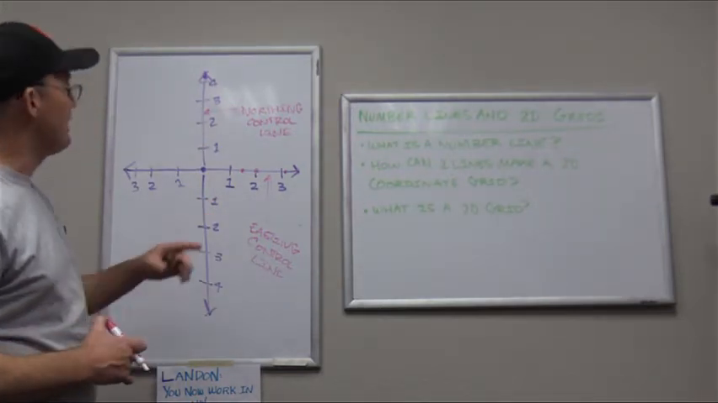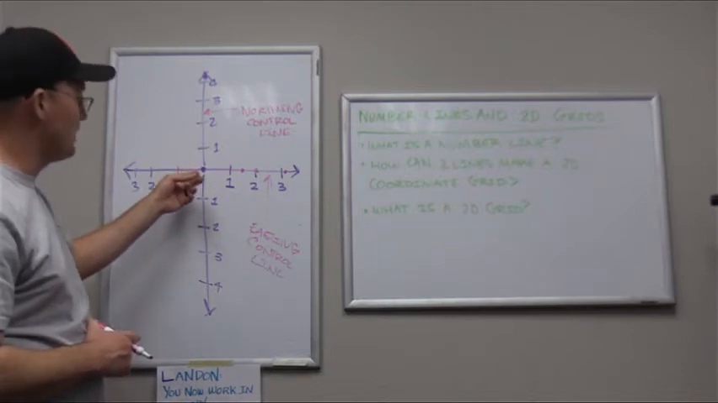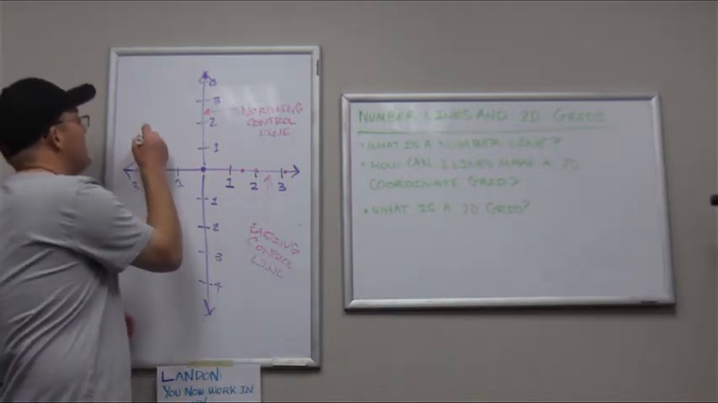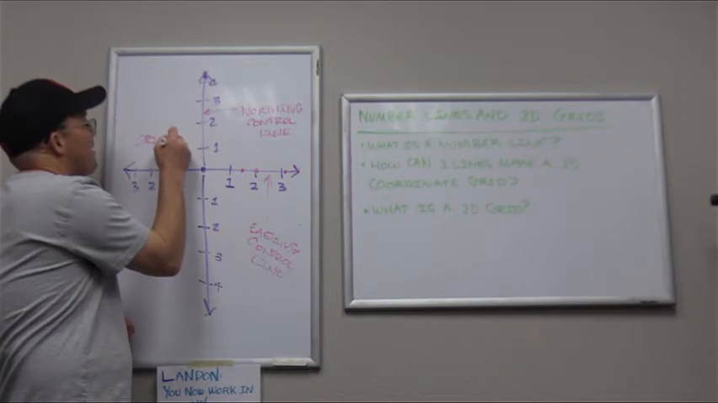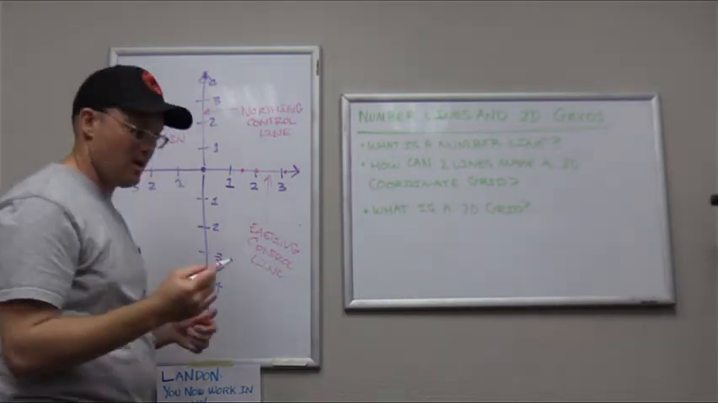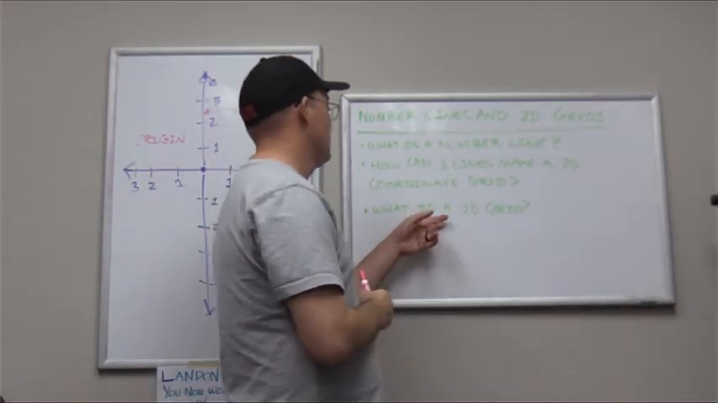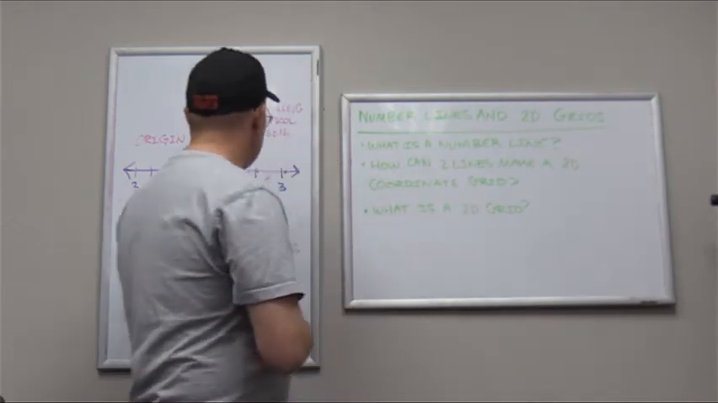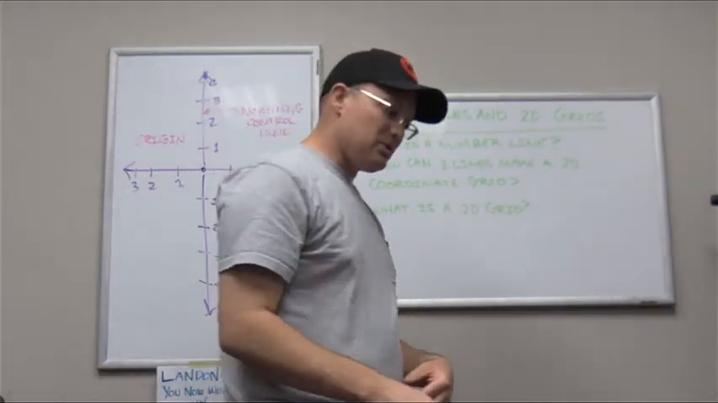Surveyors also call this the origin, O-R-I-G-I-N. Now you're probably thinking, Landon, why do I care about any of this? Well, I have to explain. This is our 2D grid. Now I'm going to explain a little bit about 2D coordinates.